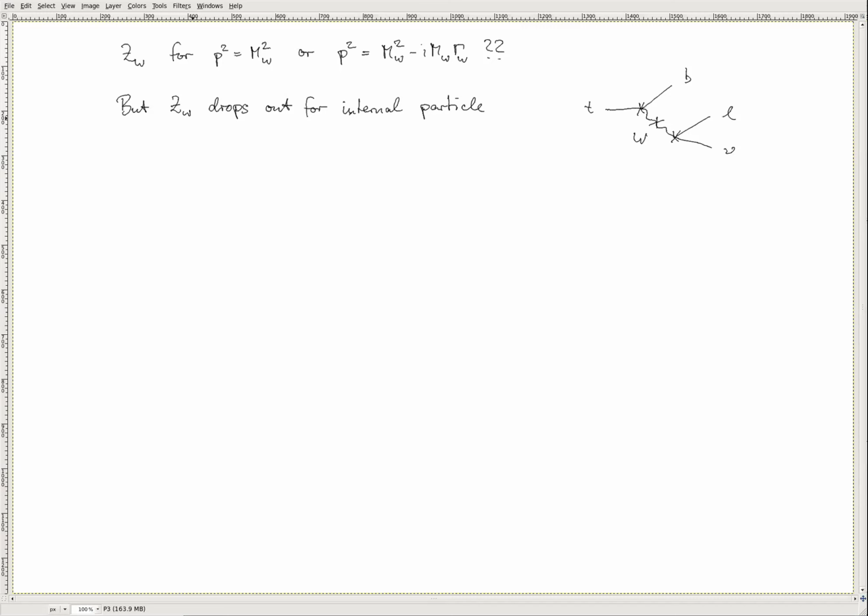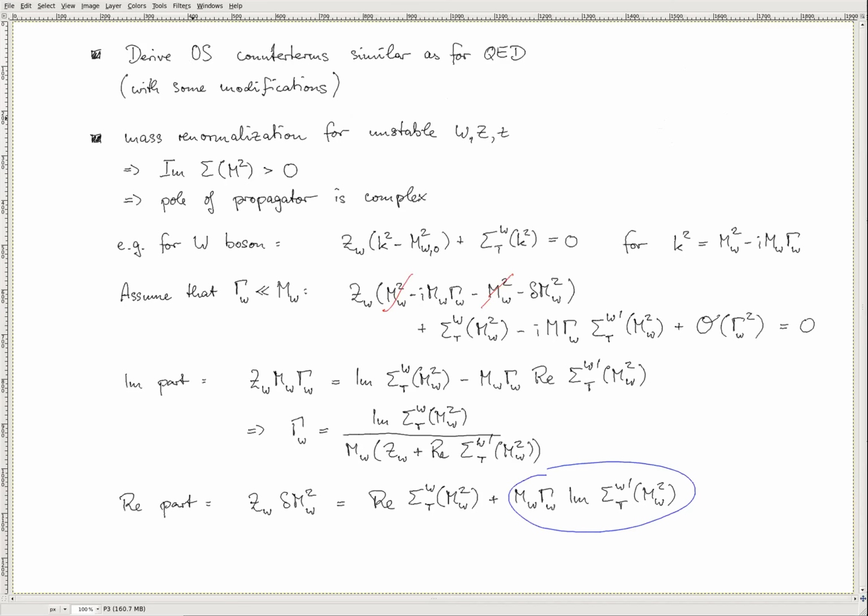Is the derivative with respect to k squared? Yes, it is. So this is, I guess, the question about this derivative over here. Why is it not drawing? Oh, sorry, now I know why. It's about this derivative here, right? So this is with respect to k squared, indeed.